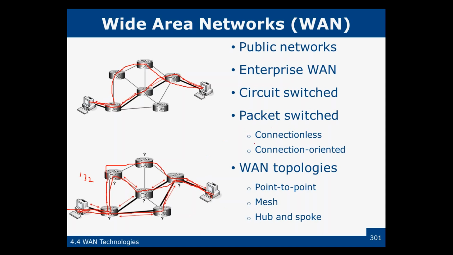Packet switched, connectionless, and we have connection oriented. Connection oriented here can be connectionless. It sends them in the best path. In the WAN topologies, we can have point-to-point, mesh, hub and spoke. A hub and spoke, and both of these are a hub and spoke of sorts anyway. We have a centralized router, the hub, and then the spokes that go out on it.